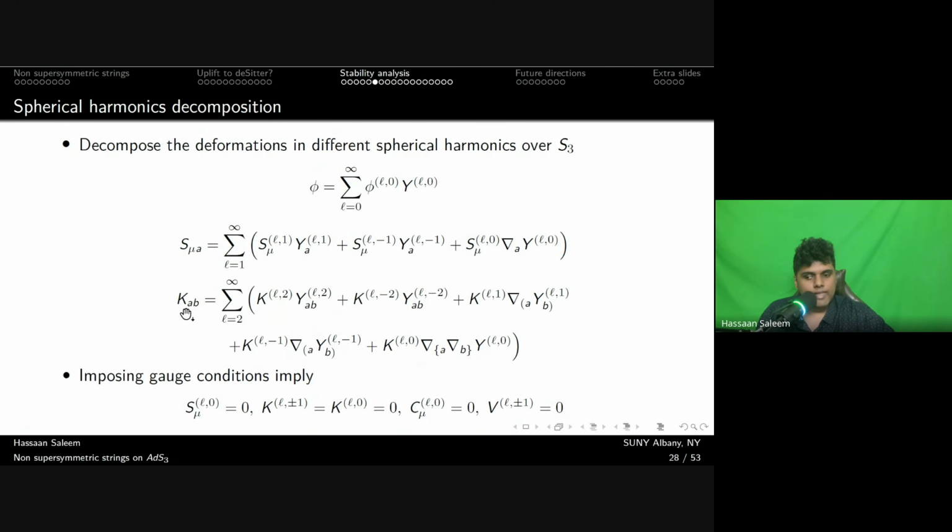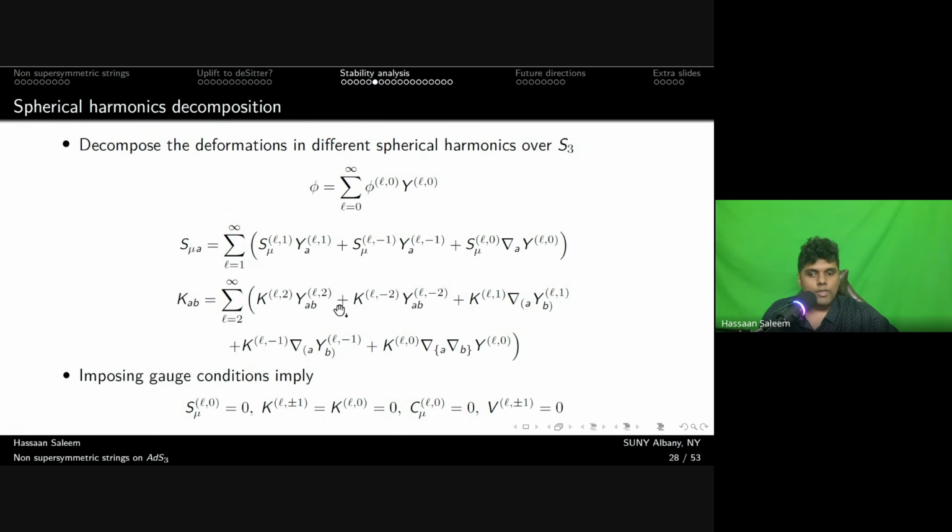If you have a field that has 2 indices over S3, then you can have tensor spherical harmonics, 2 kinds of them. Then you can take the derivative of the vector spherical harmonics, and then you can take double derivative of this spherical harmonic. All of these carry 2 indices, right? We don't have any field that has more than 2 indices, so we don't need to worry about any field that has 3 indices, because that's not true in our case.